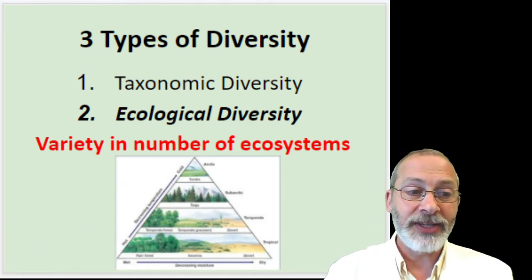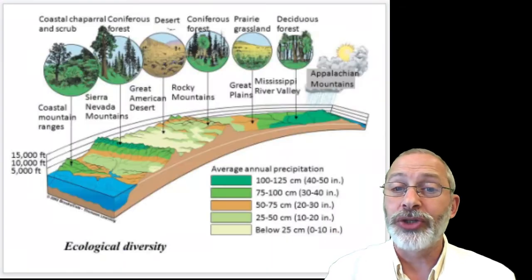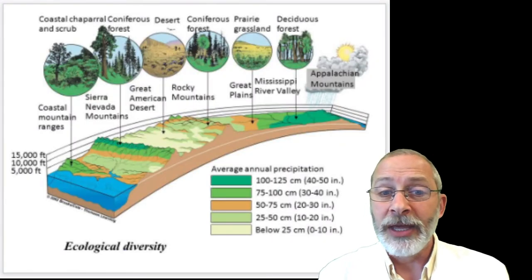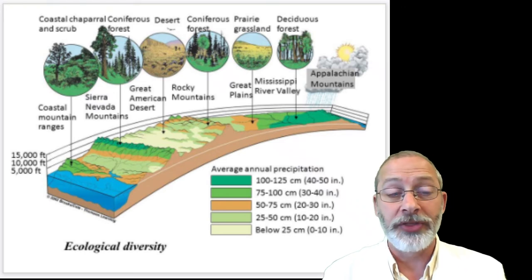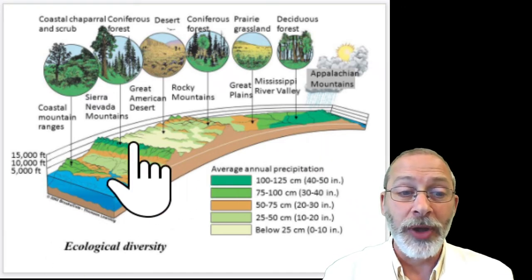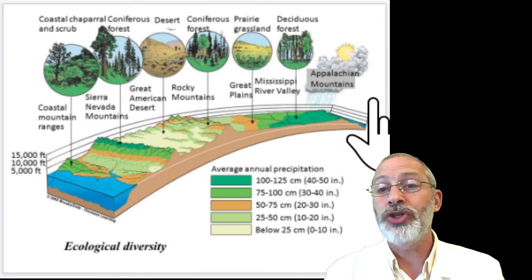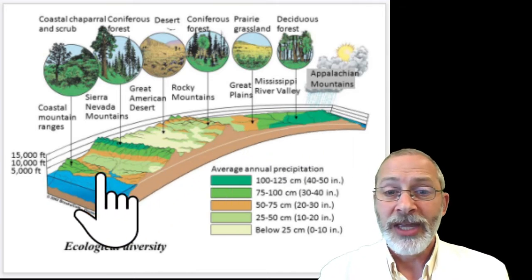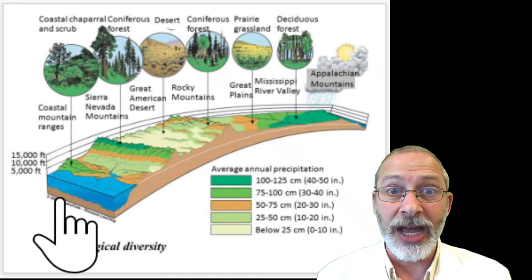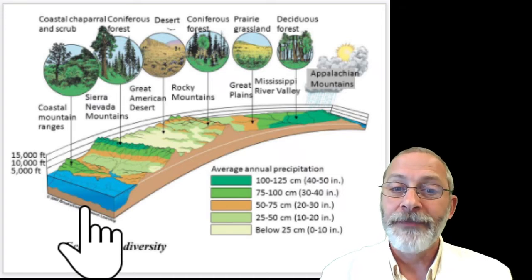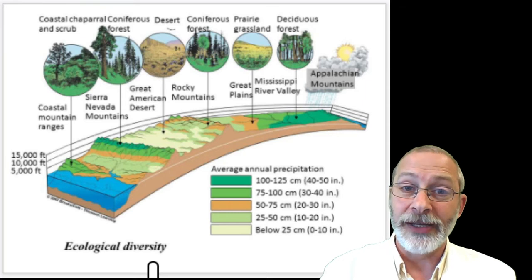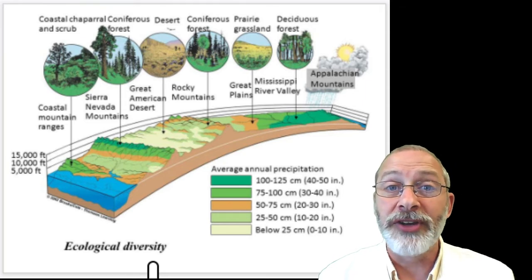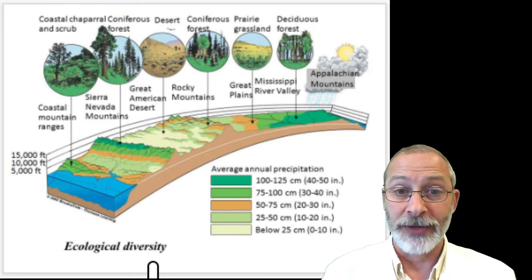I think this next diagram shows ecological diversity really well. Imagine you're taking a trip across the United States or North America, and you're going from, let's say, the Pacific Ocean to the Atlantic Ocean. If you were just to drive in a straight line, you would come across a lot of ecological diversity. Our nation is chock full of different ecosystems.